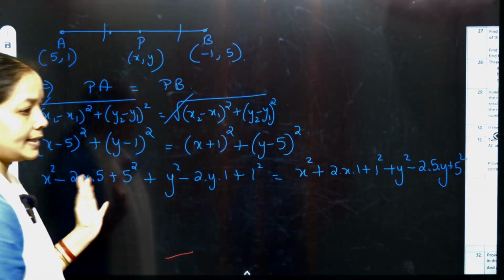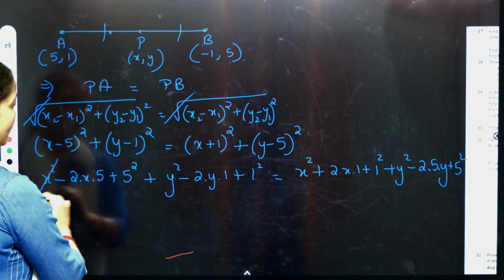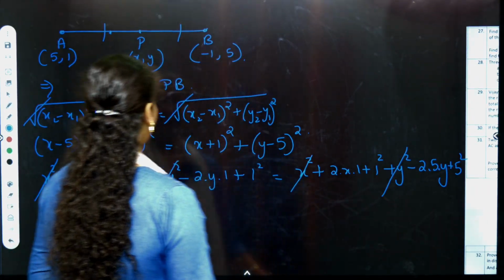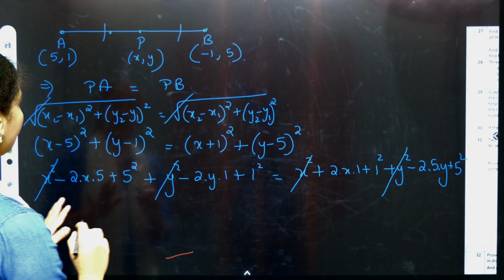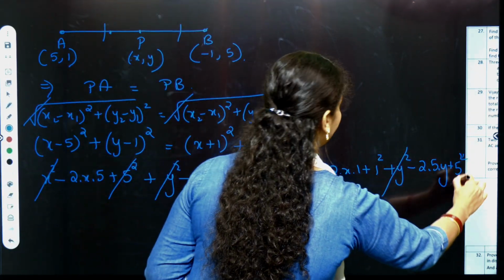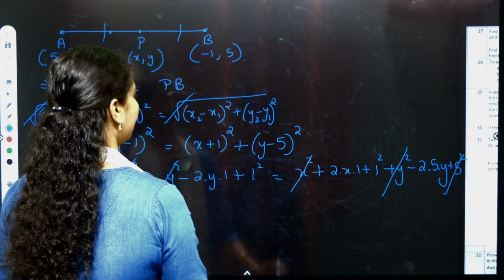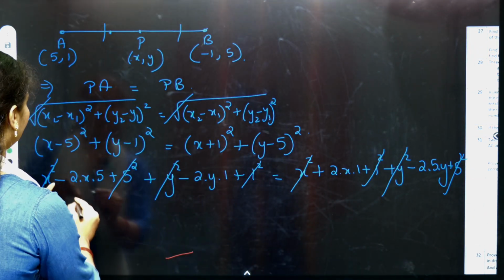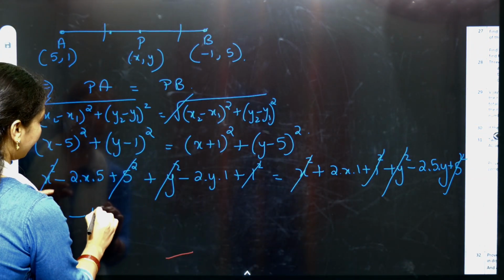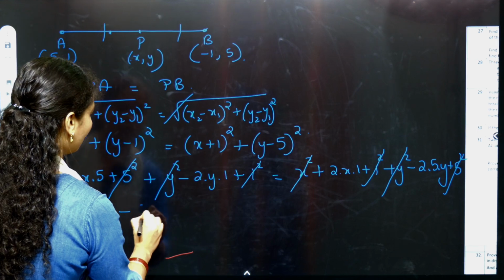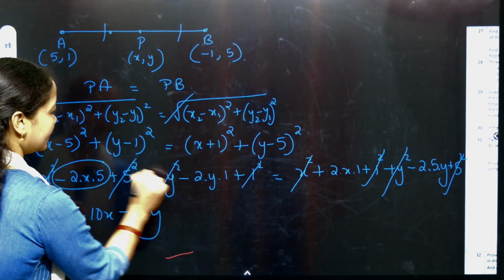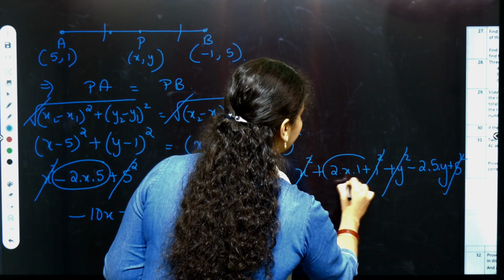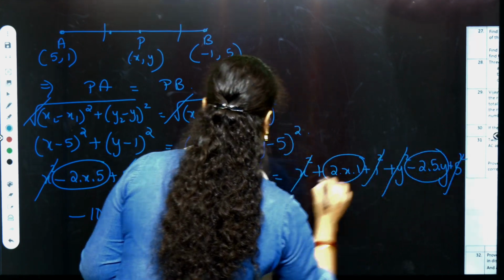Now on both sides, the LHS and RHS, I have x square getting cancelled, y square and y square getting cancelled. I also have 5 square and 5 square getting cancelled, as well as 1 square and 1 square. All the things are getting cancelled here. So I am left with minus 10x minus 2y on one side, and equal to this on the other.